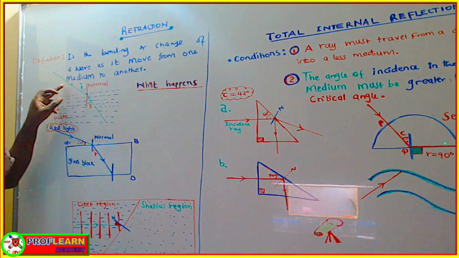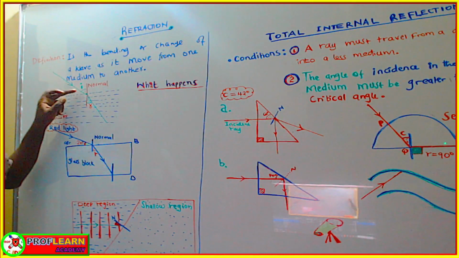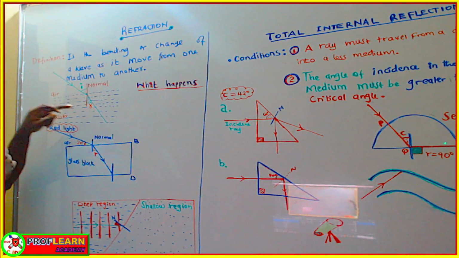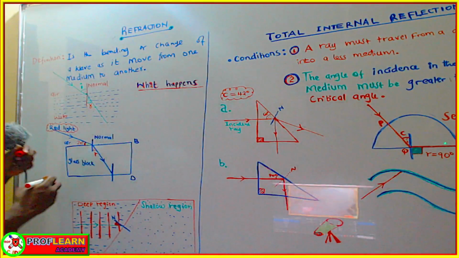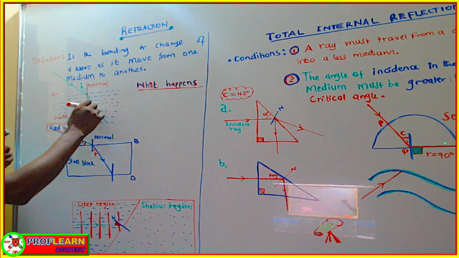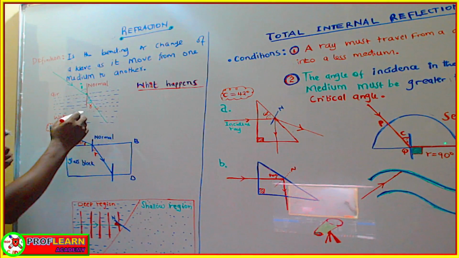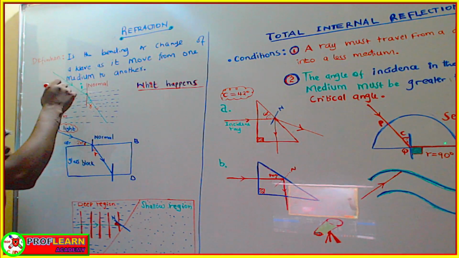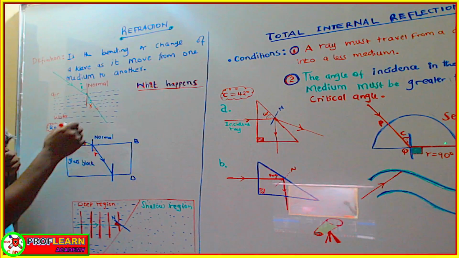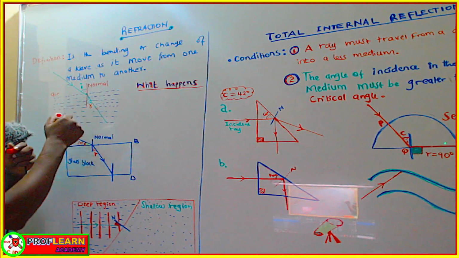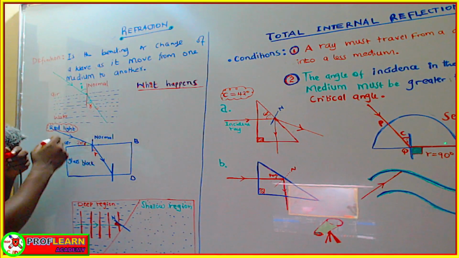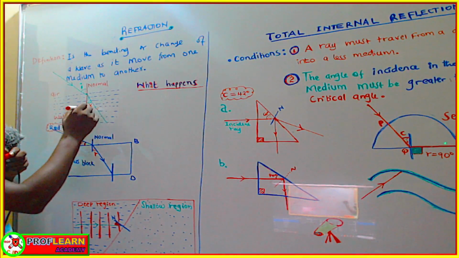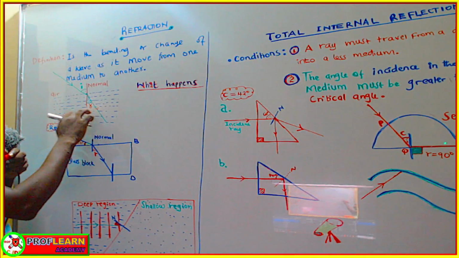Between the incident ray and the normal, we have the angle of incidence, and between the normal and the refracted ray, we have the angle of refraction. When this ray is moving from air into water, it will move at a lower speed in water. Once the speed has decreased, it's going to bend towards the normal. Then we shall have a smaller angle of refraction.